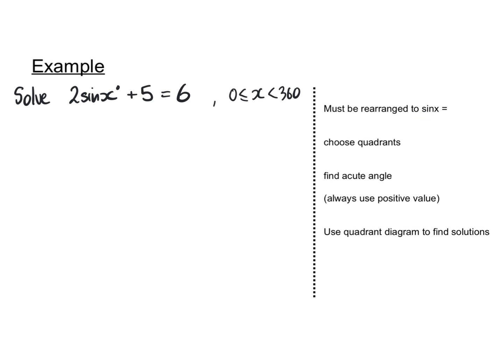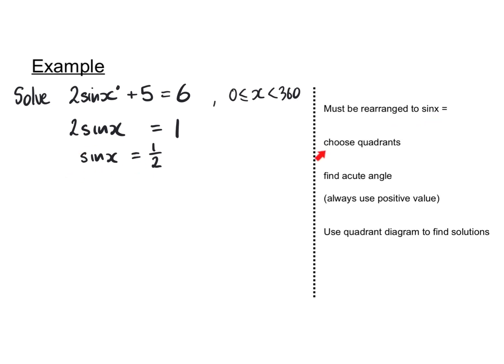We do that the same way we solve a normal equation. We'll start off by taking away 5 from both sides, and that will leave us with 2 sine x on one side, and the other side leaves us with a 1. Next, I want to get rid of this multiplication by 2, so I'm going to divide both sides by 2, and I get sine x equals 1 divided by 2, which can be written as 1/2. Generally we'd want to leave it as a fraction like that; we wouldn't change it into a decimal or anything. So that's the first step: rearrange to sine x equals, so there we are, sine x equals 1/2.